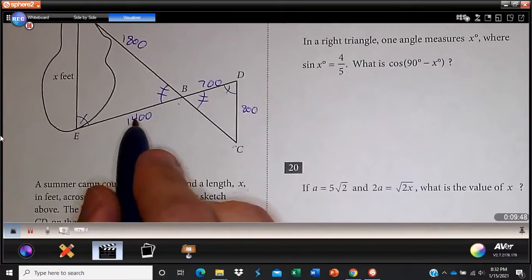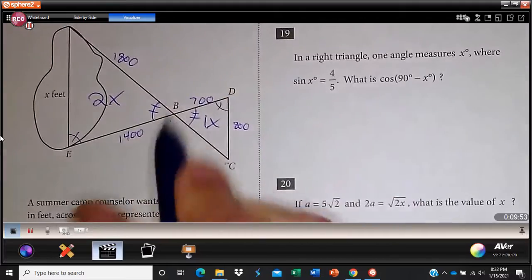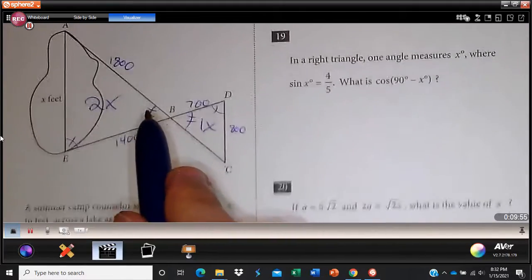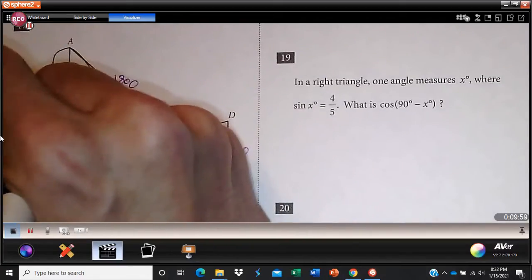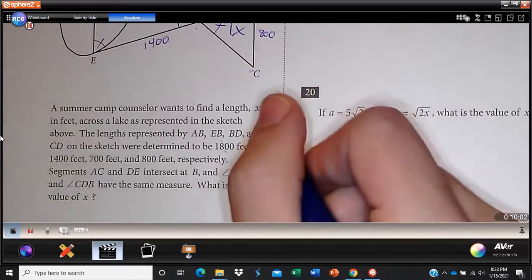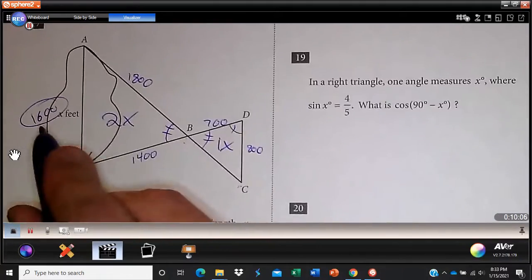Okay, so this triangle is twice this, so I'm going to write 2x here, and then 1x, to indicate that this one's twice the size. So I know this is twice the size, and this side is 1600. So I would say 1600, and I would read the question, make sure what is the value of x. 1600, okay, yeah, we're good.